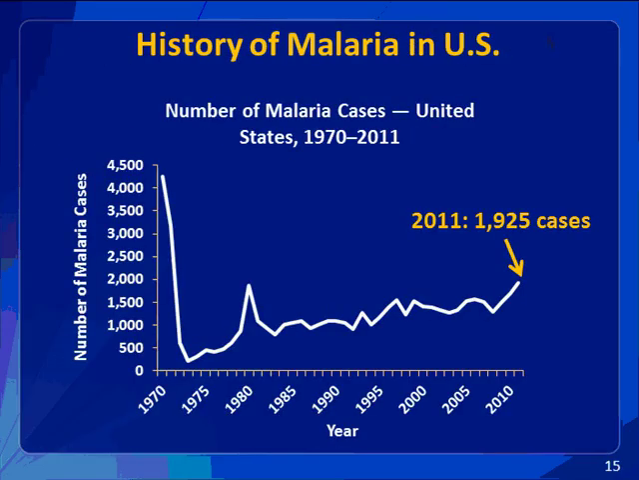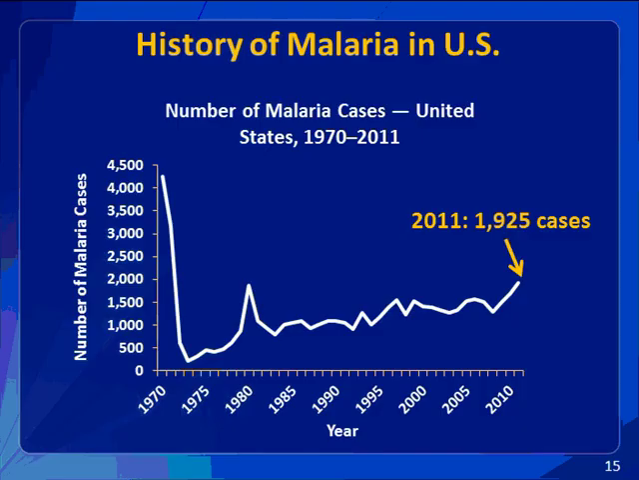This graph shows the number of cases of malaria in the U.S. from 1970 to 2011. The initial high number of cases is mostly explained by cases of malaria in returning military personnel. While there has been a significant reduction in malaria cases and deaths worldwide, there has actually been a steady increase in malaria cases in the U.S. over the past 3 years. That is concerning to CDC.